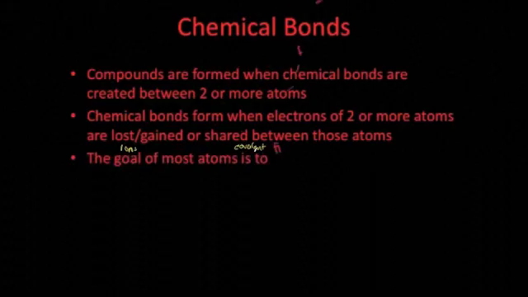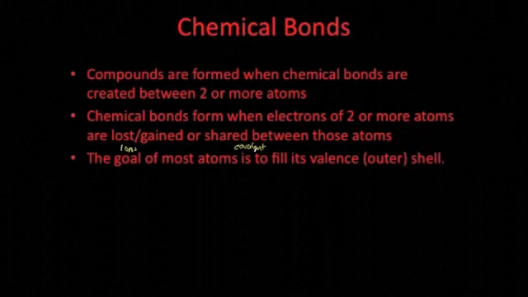The goal of most atoms is to fill its valence shell, its outermost shell. Okay, and if you remember, the shells we've been focusing on are the K, L, and M shells, the first three. And to fill the K shell, an atom has to have 2 electrons. To fill the L shell, you have to have 8 more. And to fill the M shell, you have to have 8 more on top of that.